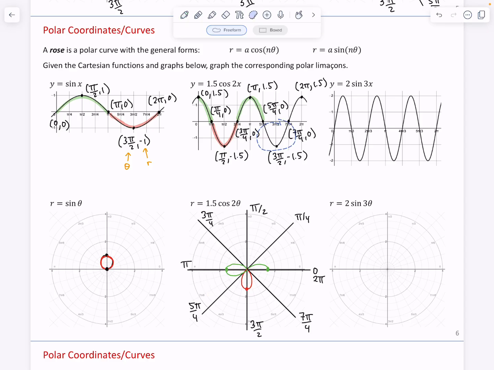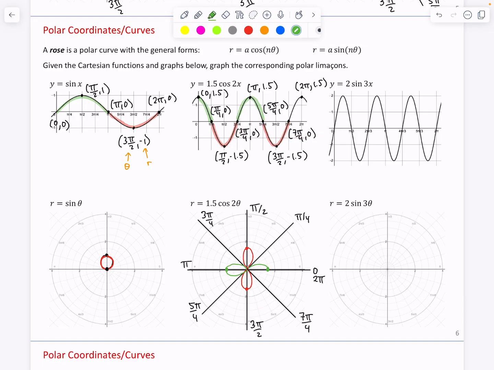Now this next portion of the Cartesian graph is entirely below the x-axis, so the r's will be negative. These are angles between 5 pi fourths and 7 pi fourths. As the angle sweeps through this portion of our polar grid, we'll actually be drawing a loop, but up here in the first and second quadrants. And that loop will extend as far as 1.5 units away from the origin.